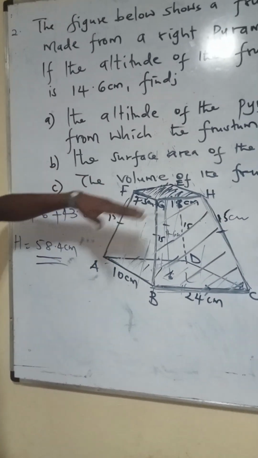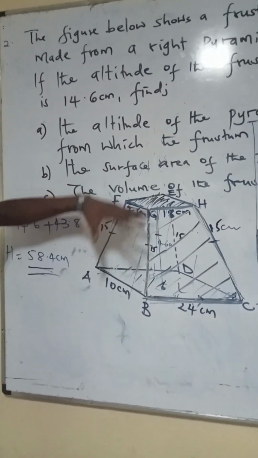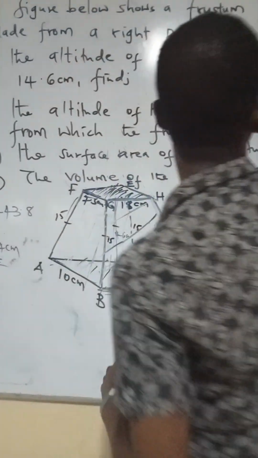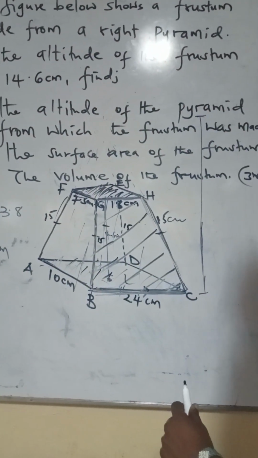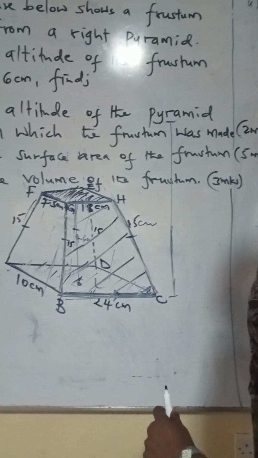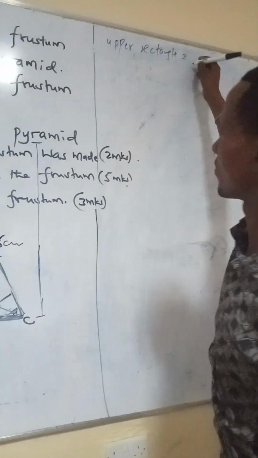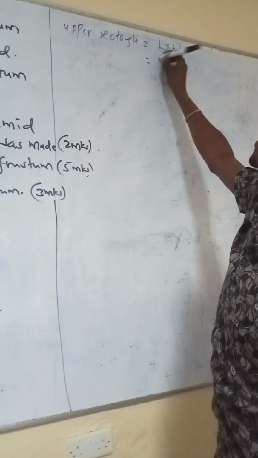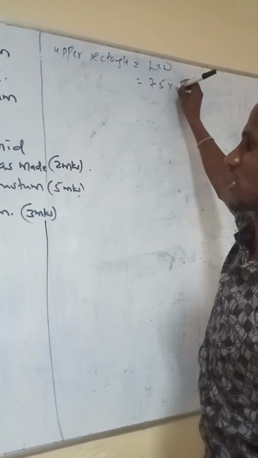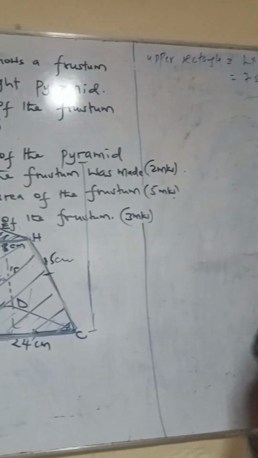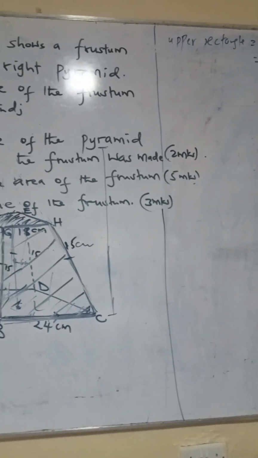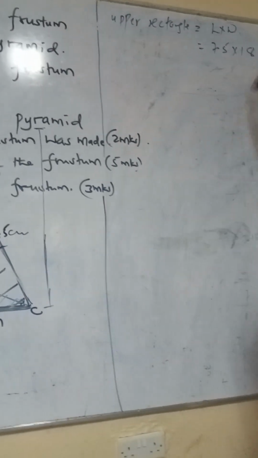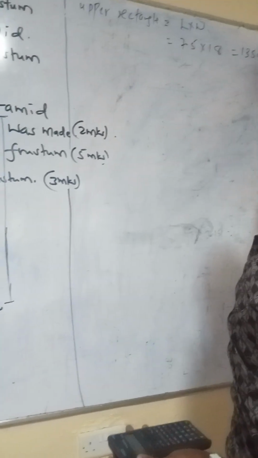So what we need to do, first of all, we can calculate the area of the rectangle, the upper part and the lower part. So we can start with the upper part. Upper rectangle, which is equal to area of a rectangle, gotten by length times width, which is 7.5 times 18, and that will give us 135 centimeters.